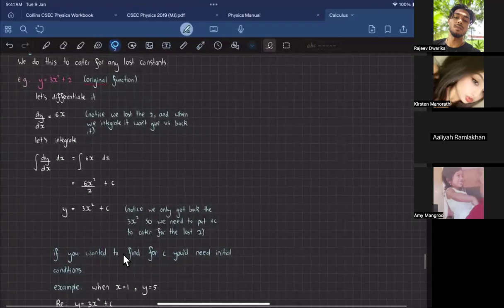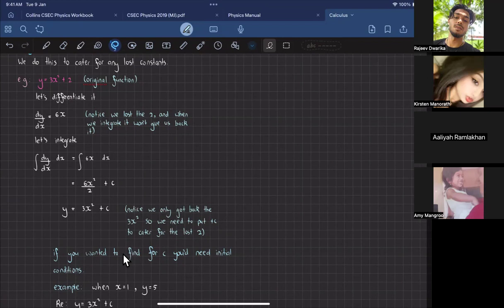So let me look at an example now. This is why I'm saying we need to put plus C. If you don't put the plus C, you're going to lose a mark, or if your teacher is a later teacher, they'll mark the whole thing wrong. Okay, Aliyah, let's run through this. The original function is y is equal to 3x squared plus 2. If I differentiate this function, I'll get 6x.